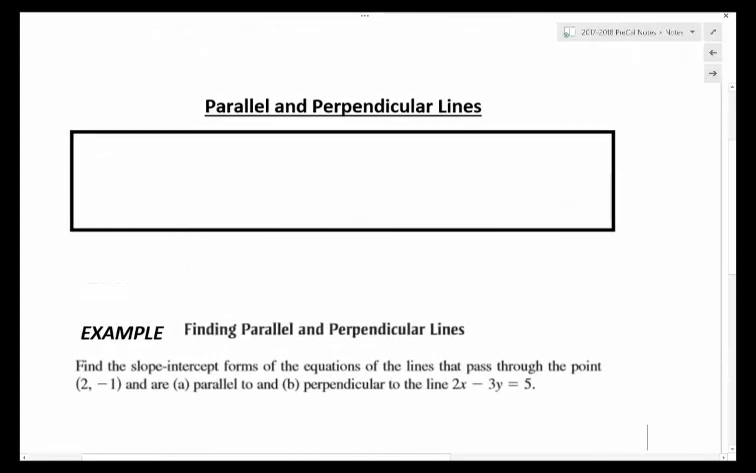Parallel and perpendicular lines, okay? All determined by slope.